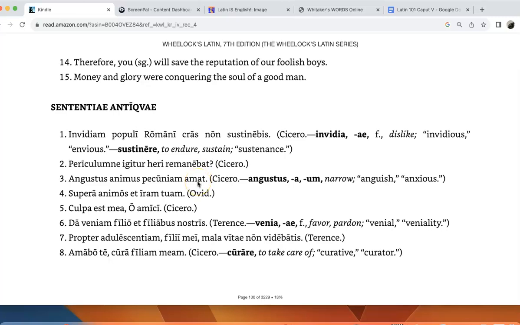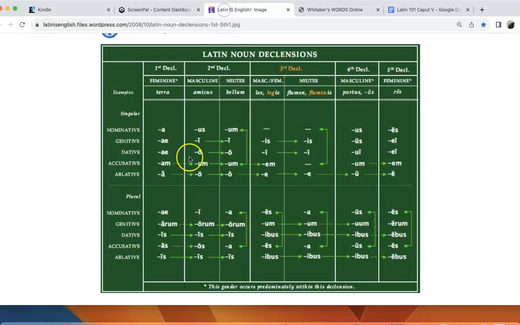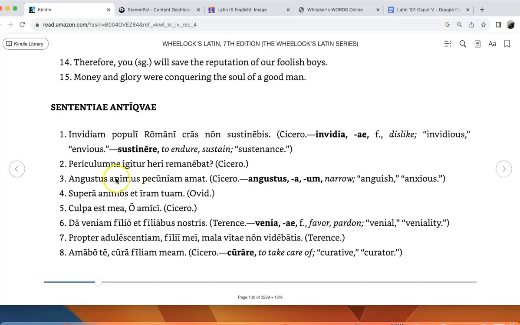Here we just have present tense. Already we've introduced 3 tenses. And then pecuniam we've had before. It is the accusative direct object ending in am. So a narrow mind loves money.